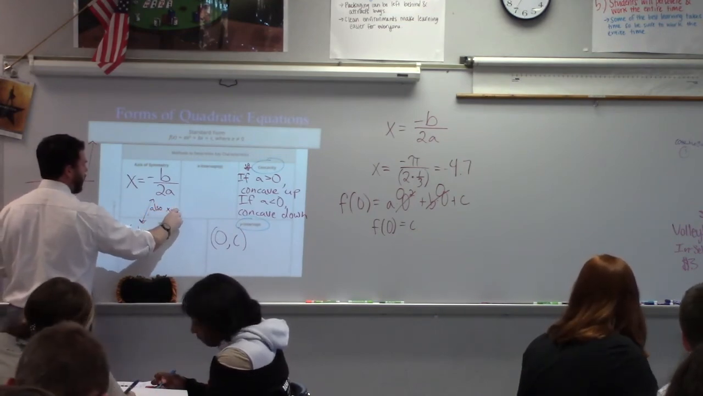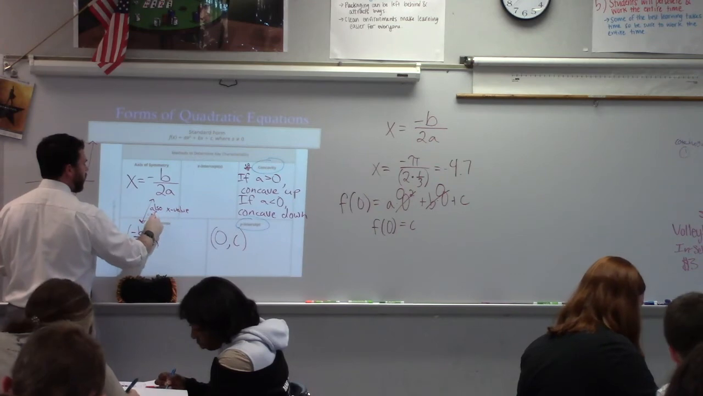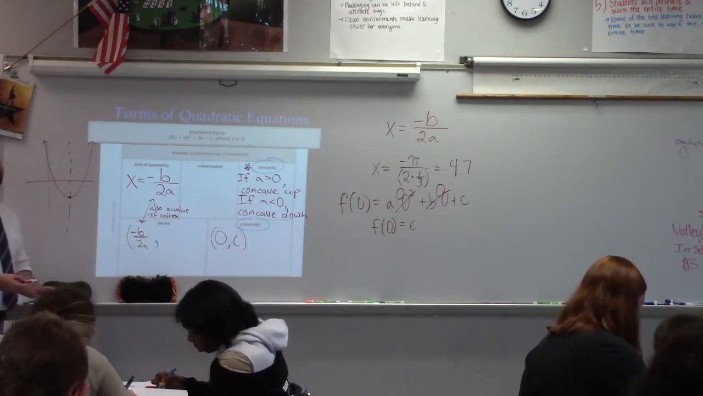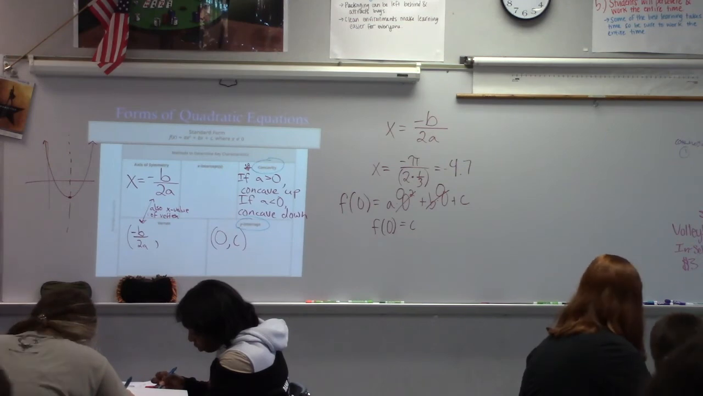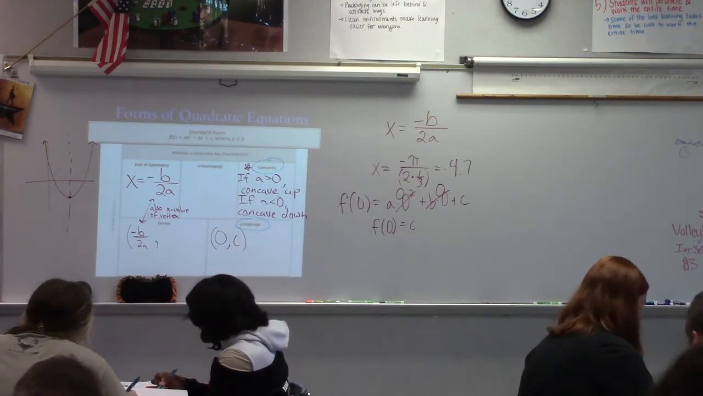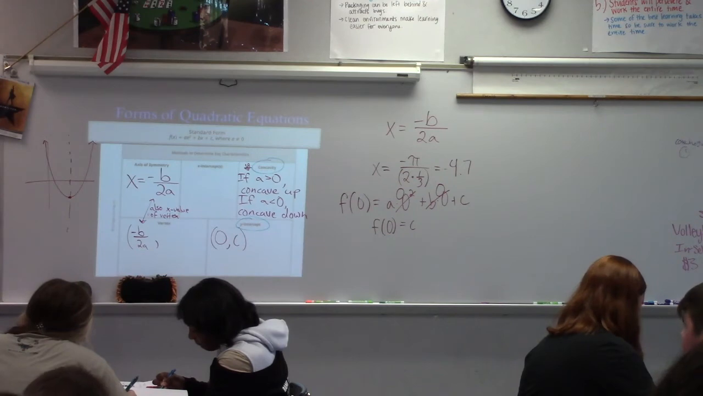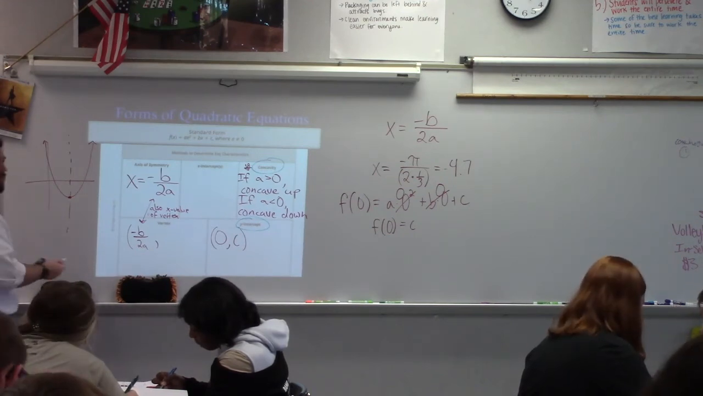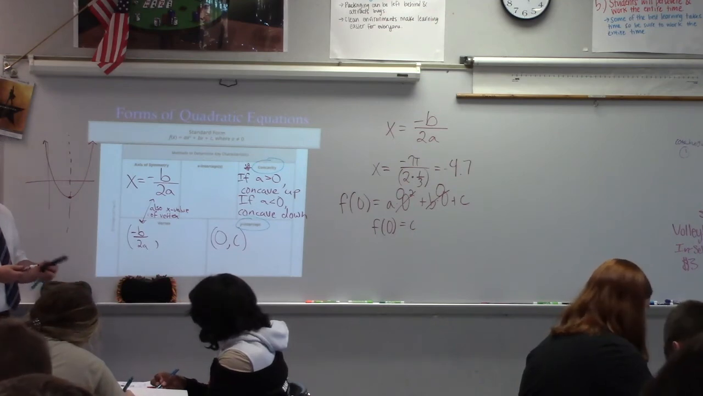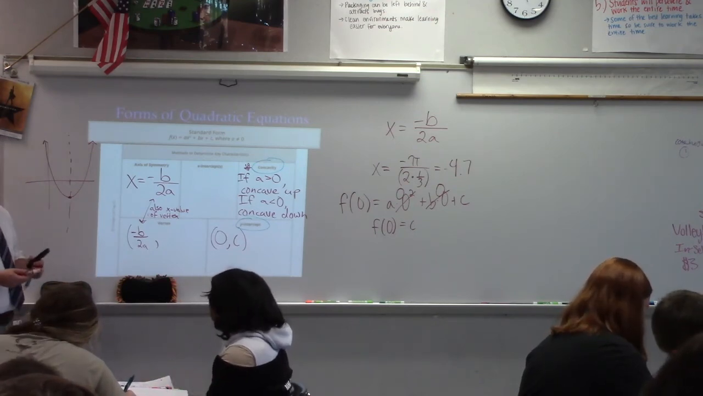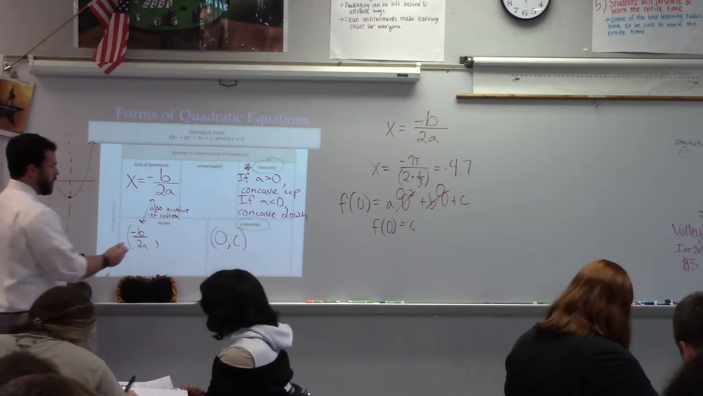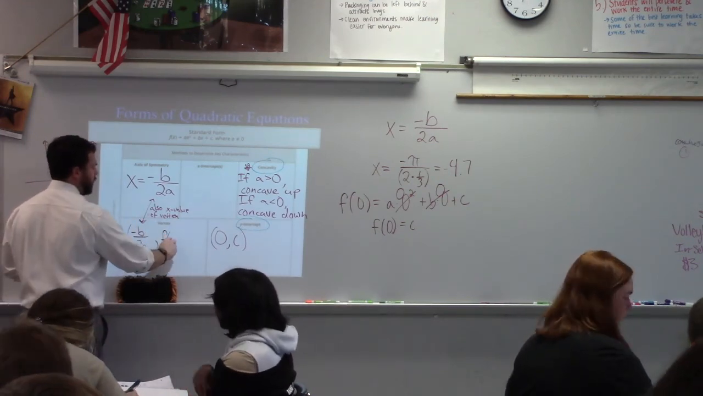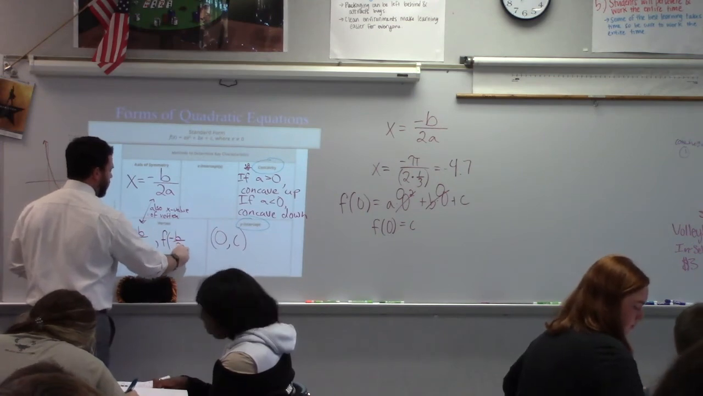So x value of a vertex, right? It's x equals. So how would I find the y value if I know what x is? What's a more mathematical term for that? Substitute that negative b divided by 2a in. Does anyone remember how I would show that I'm substituting negative b divided by 2a into f of x? F of negative b divided by 2a.